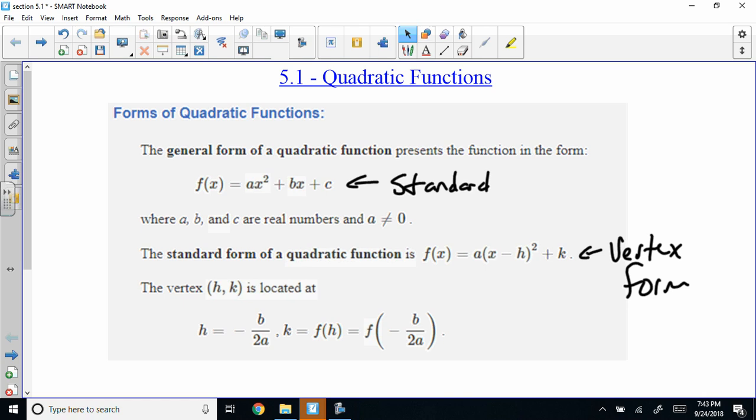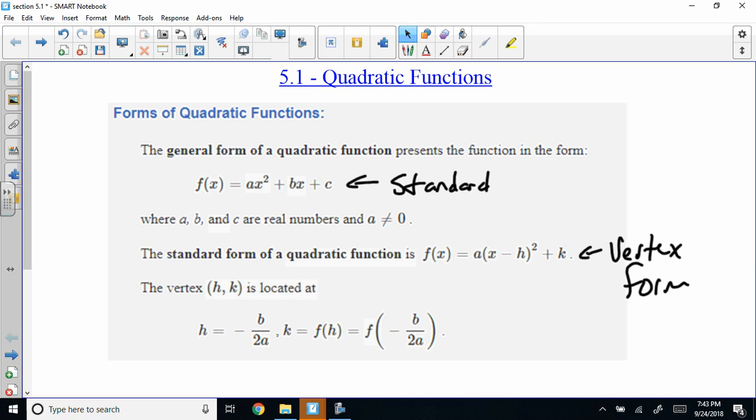It says where a, b, and c are real numbers and a can't be equal to 0. The coefficient of the quadratic term can't be equal to 0, because if it is, it's no longer a quadratic term. That disappears. Then it becomes linear, and we do not want that.